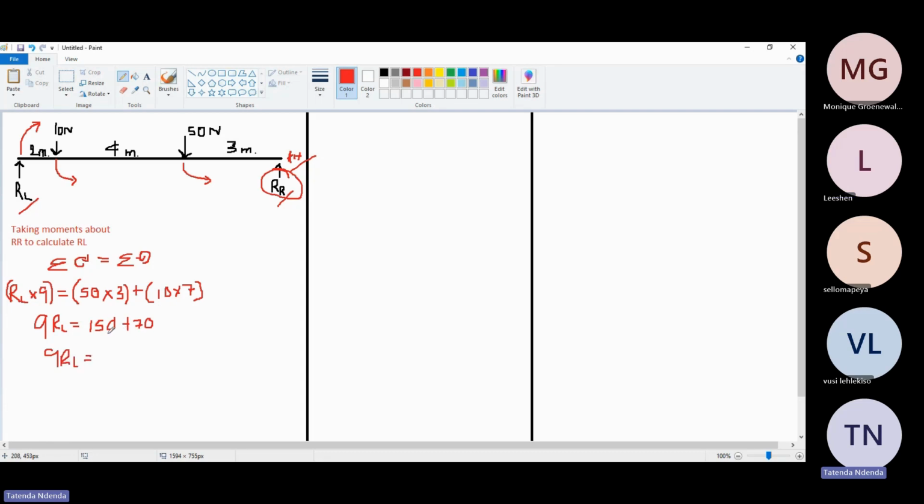150 plus 70 is how much? 220. Okay, so that's going to give us 220 newtons. Now, we divide everything by 9. This side we also divide by 9, so that these 9s cancel each other out. So we're having RL is equivalent to what?